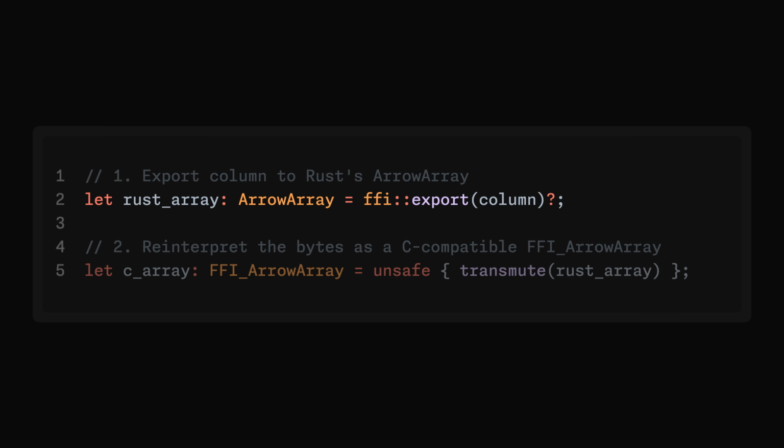First, it exports the column to Rust's Arrow array type. That is a Rust struct that wraps the raw bytes of a column and gives them a Rust type. Then, it uses transmute to reinterpret the Rust Arrow array as a C-compatible FFI Arrow array type. This is a C struct that wraps the exact same raw bytes, now labeled with a C type instead of a Rust one. A critical point is that transmute validates nothing on its own.